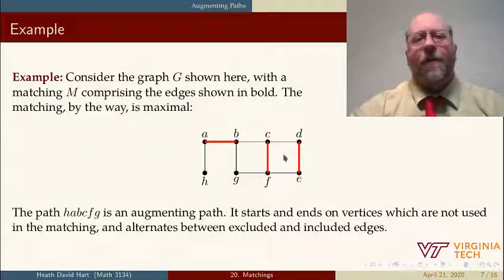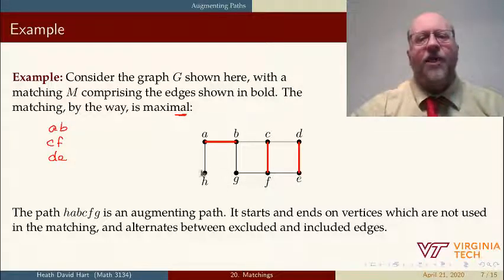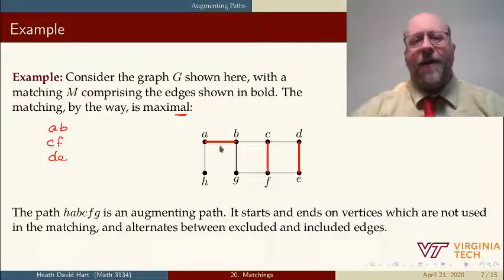I have a graph here, and I have a matching. I have matching AB, CF, and DE. This is a maximal matching because the last 2 vertices, GH, don't have an edge between them, and so I can't match G and H together. And so I cannot improve upon this matching using the edges that I've already included. But I can find what's called an augmenting path.